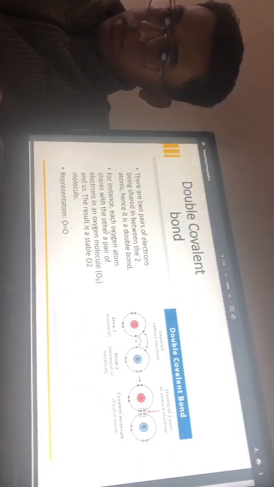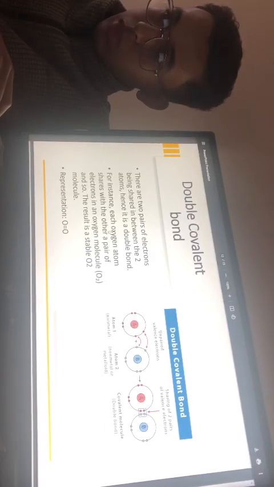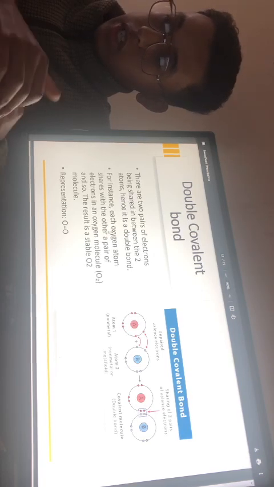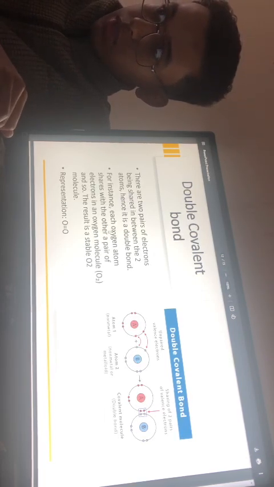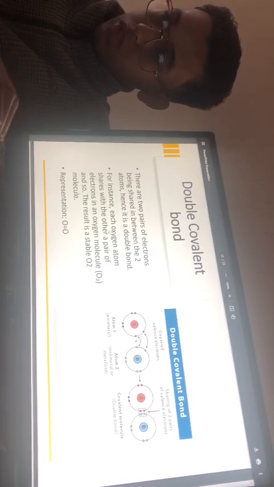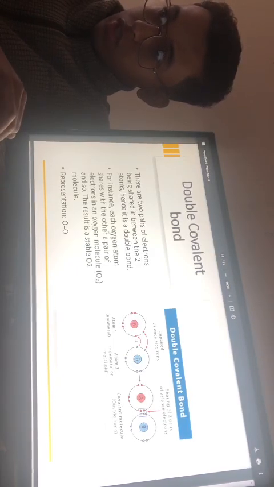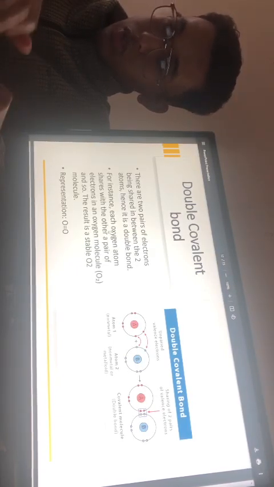Now moving to double bonds, double covalent. Double covalent bonds involve the sharing of two pairs of electrons. For example, in an oxygen molecule, each oxygen atom shares two pairs of electrons with the other, forming a stable oxygen double bond. Double bonds are stronger than single bonds and often appear in molecules such as CO2.